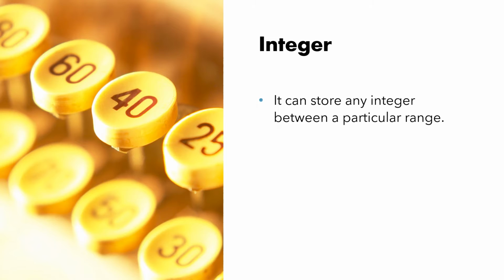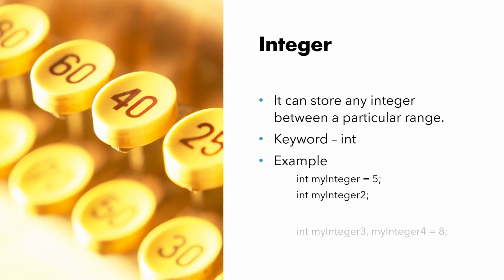As the name suggests, an integer variable can store integer values between a particular range. In a program, we use int keyword to declare integer variables. We can declare multiple variables together. We can also declare and initialize variables together, or we can just declare them and then use them later.